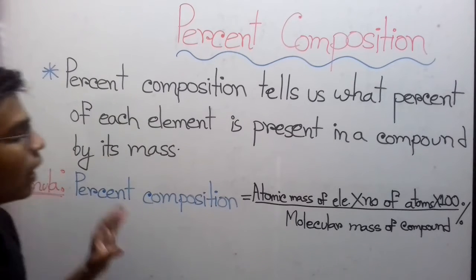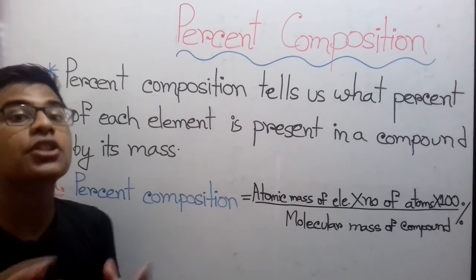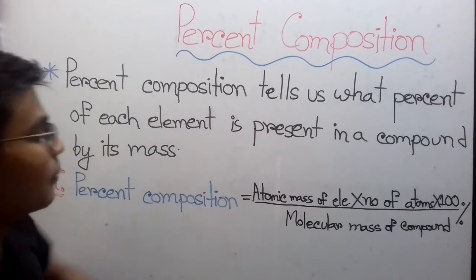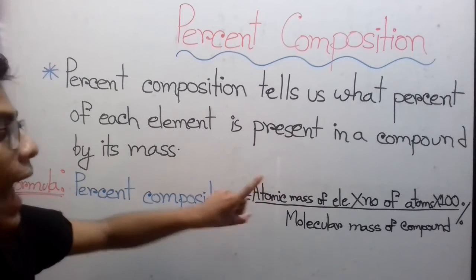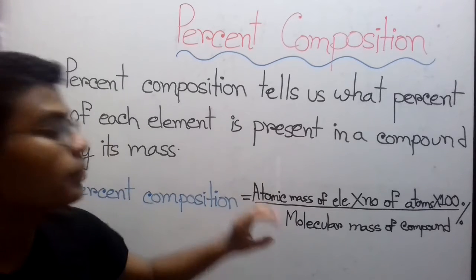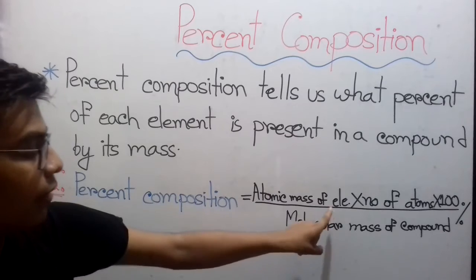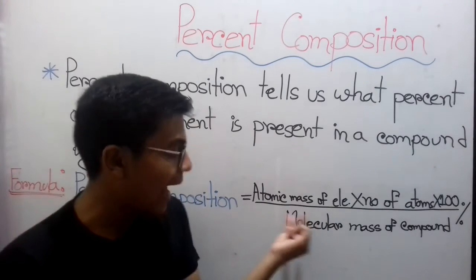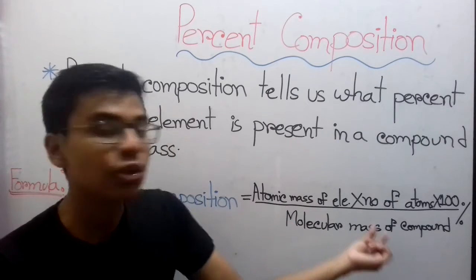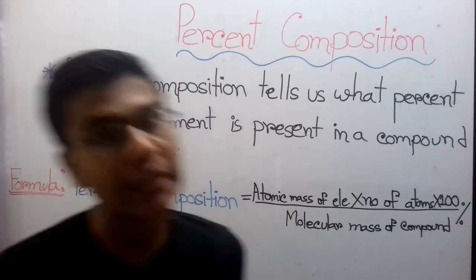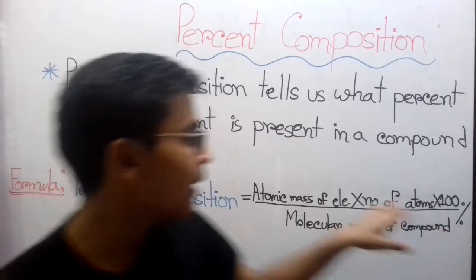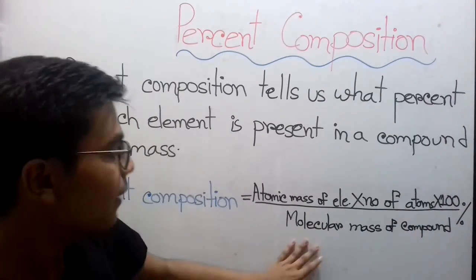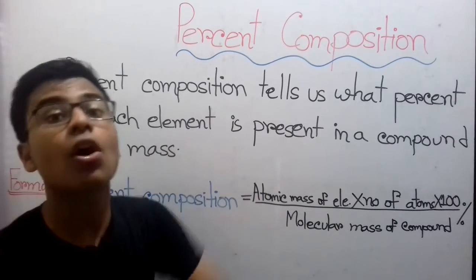There is a formula for finding the percent composition of a compound. Here I have written the formula: percent composition equals the atomic mass of an element, where ELE means element, multiplied by the number of atoms. If there is more than one atom, you have to multiply here. Then multiply by 100 and divide by the molecular mass of the compound.